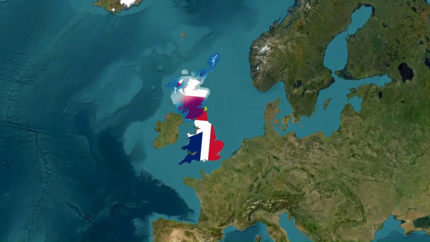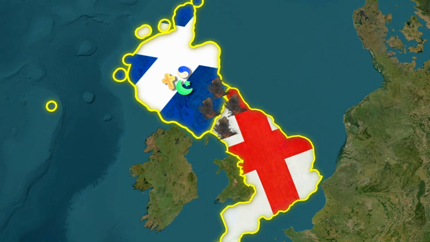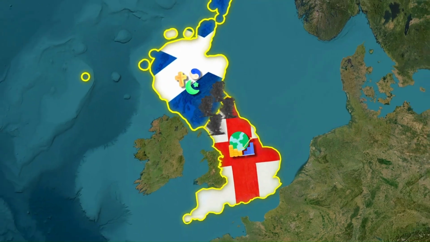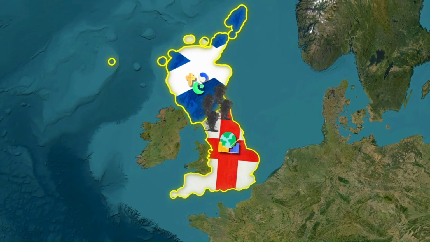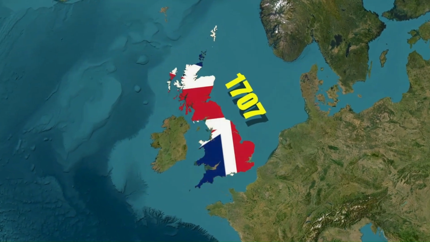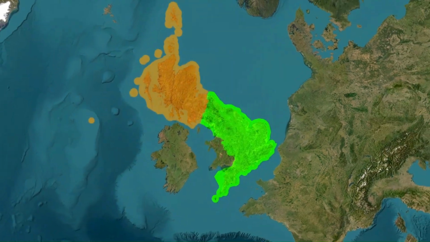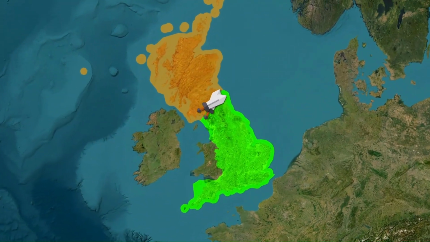For centuries, Scotland and England were anything but friendly neighbors. Wars, religious conflicts, and economic rivalries created deep resentment between the two nations. Yet, in 1707, they shocked the world by uniting to form the Kingdom of Great Britain. But why? How did two nations that despised each other end up joining forces?